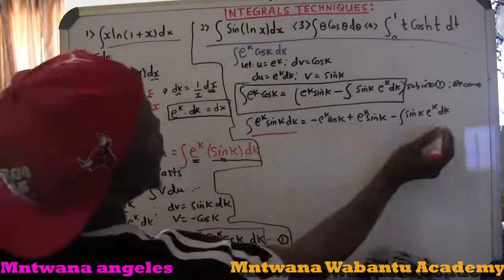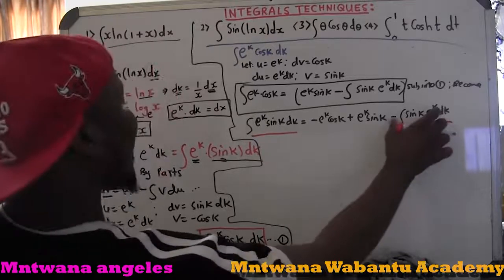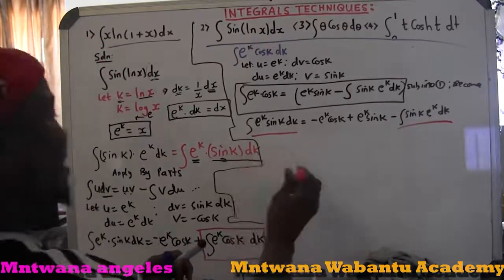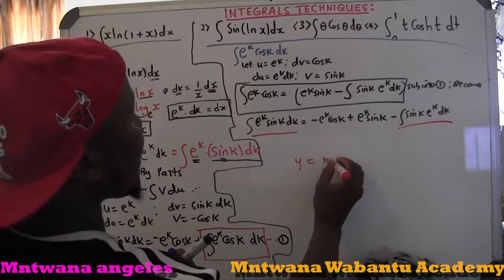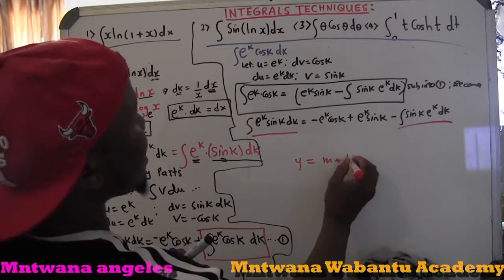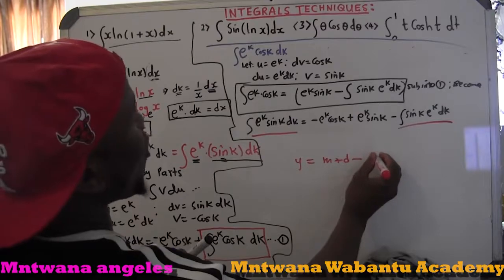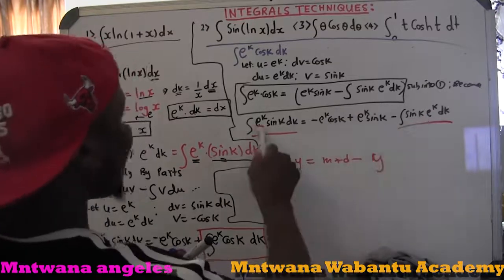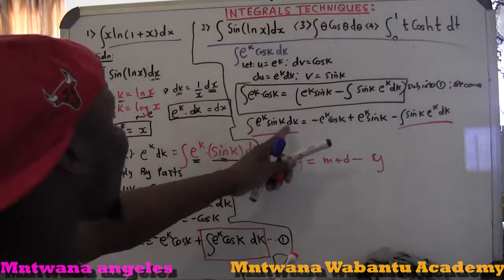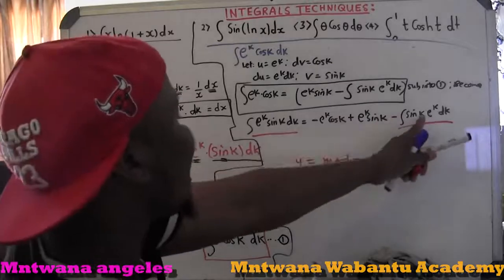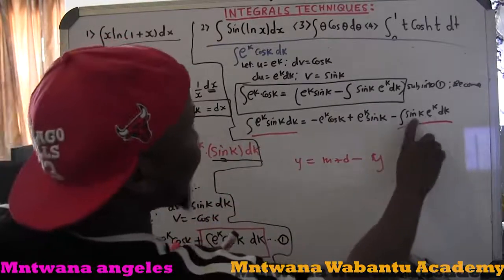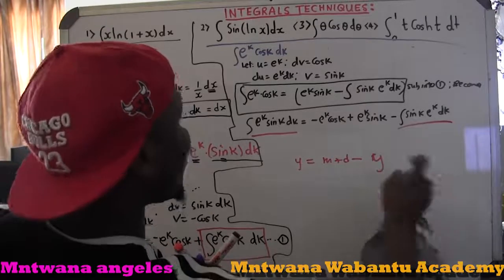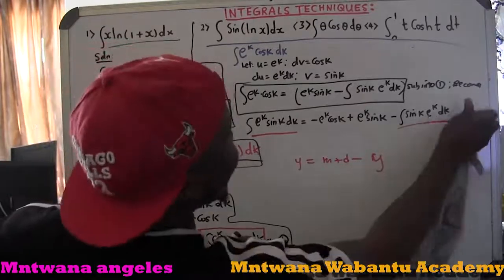So now look, it looks like that. I'm going to take this to the left, like if somebody gives you y equals m plus d minus y again, because this and this are the same. Look: e^k sine k dk, e^k sine k dk. I can rewrite that one so you can see, e^k sine k or sine k e^k, the same thing. Let me write it so you can see they look alike: e^k sine k.